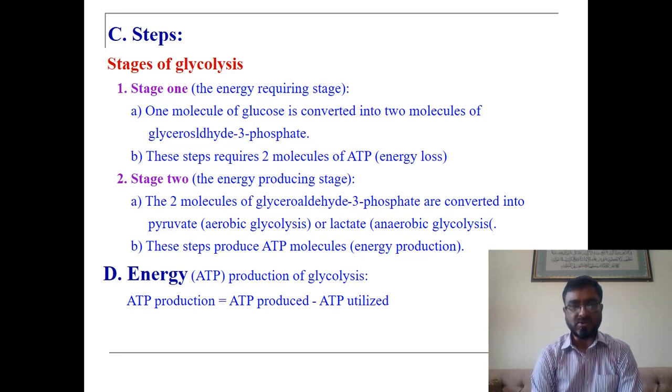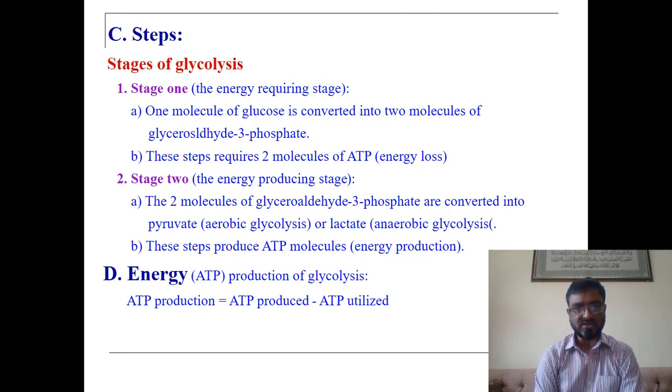These steps require two molecules of ATP energy loss. Stage one is actually the energy requiring stage. Stage two is the energy producing stage, as I told you earlier. The first five reactions are included in stage one, the later five reactions in stage two. In stage two, the two molecules of glyceraldehyde 3-phosphate are converted into pyruvate, or into lactate. So these steps produce ATP molecules.